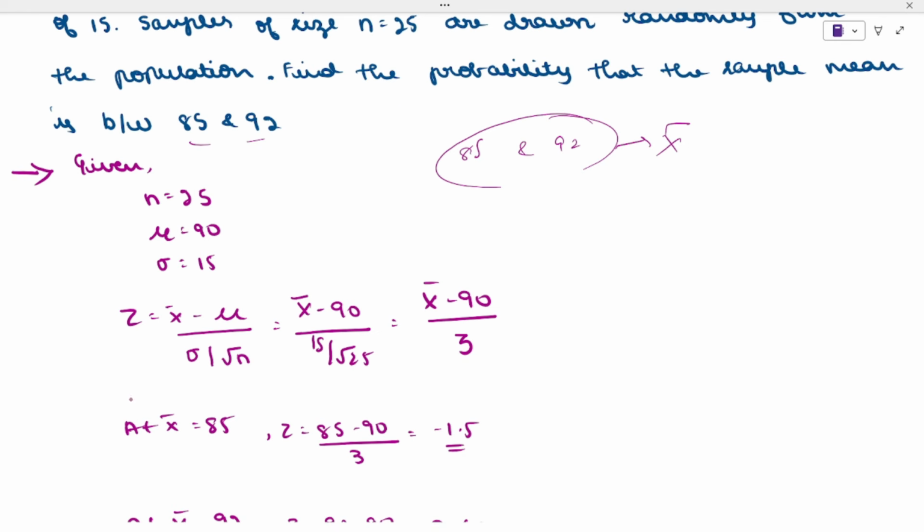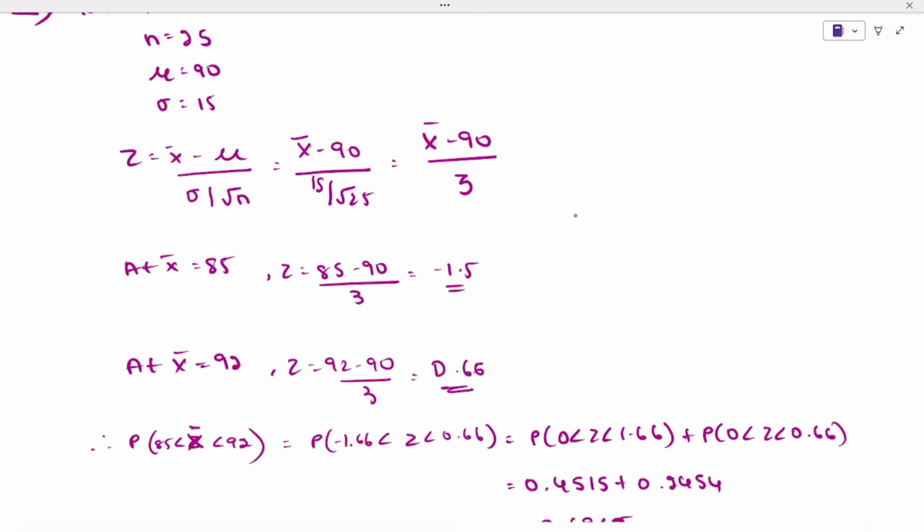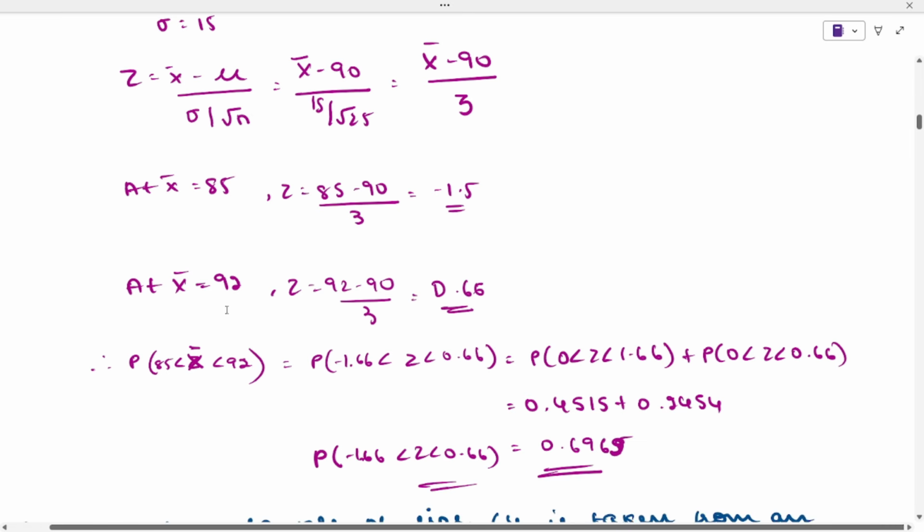I hope you got this. After you substitute x bar, you'll get minus 1.66 and plus 0.66. Now the range will be from that. If you find out 85 to 92, x bar is less than 92 and greater than 85. Now you will take the probability between minus 1.66 and the upper value. I hope you are getting it. First I'll explain this question again. They have given 85 and 92 for the x bar value. That means you will take x bar as 85 for the first and 92 for the second. That is how you take.